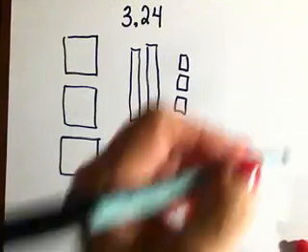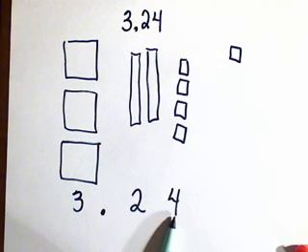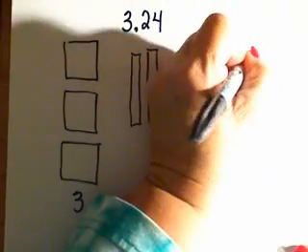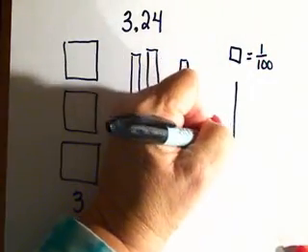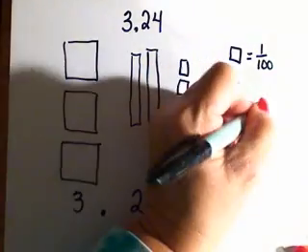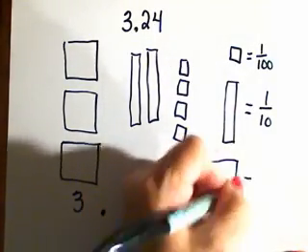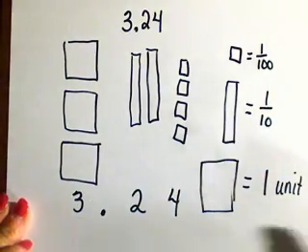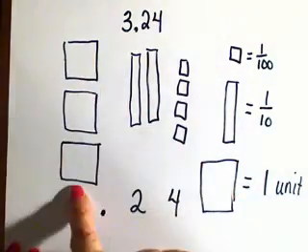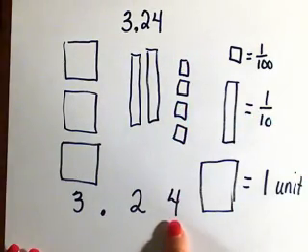Now, in this case, my unit represents one of what's in the 4 place. So that represents 1/100th. My longs then represent 1/10th, and my flats represent 1. Okay? So this is 3 and 24 hundredths.